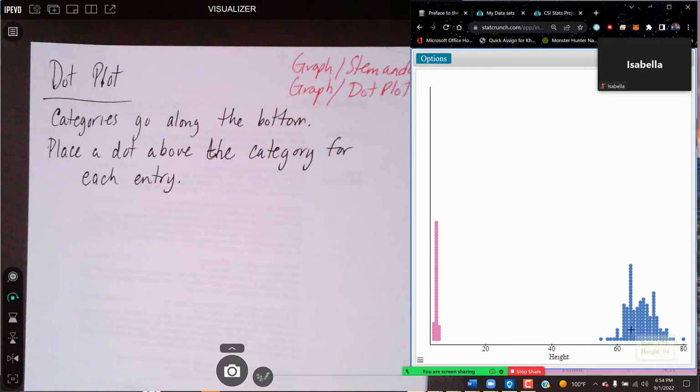3, 4, 5, 6, 7, 8, 9, 10, 11, 12, 13, 14, 15, 16, 17, 18, 19, 20, 21, 22, 26, it looks like. This is tedious, right? The same thing would happen with the stem and leaf plot.